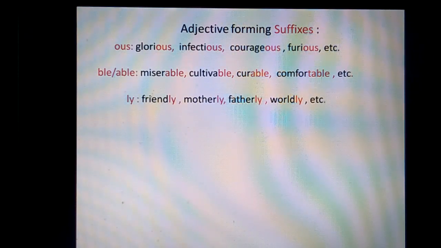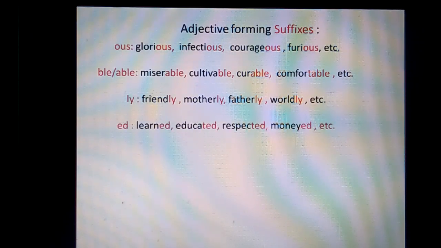LY: friendly, motherly, fatherly, worldly, etc. Mind it, ly is normally an adverb suffix, but when you add ly after a noun, it will be an adjective. Ed: learned, educated, respected, moneyed, etc. You will find so many adjectives with ed.